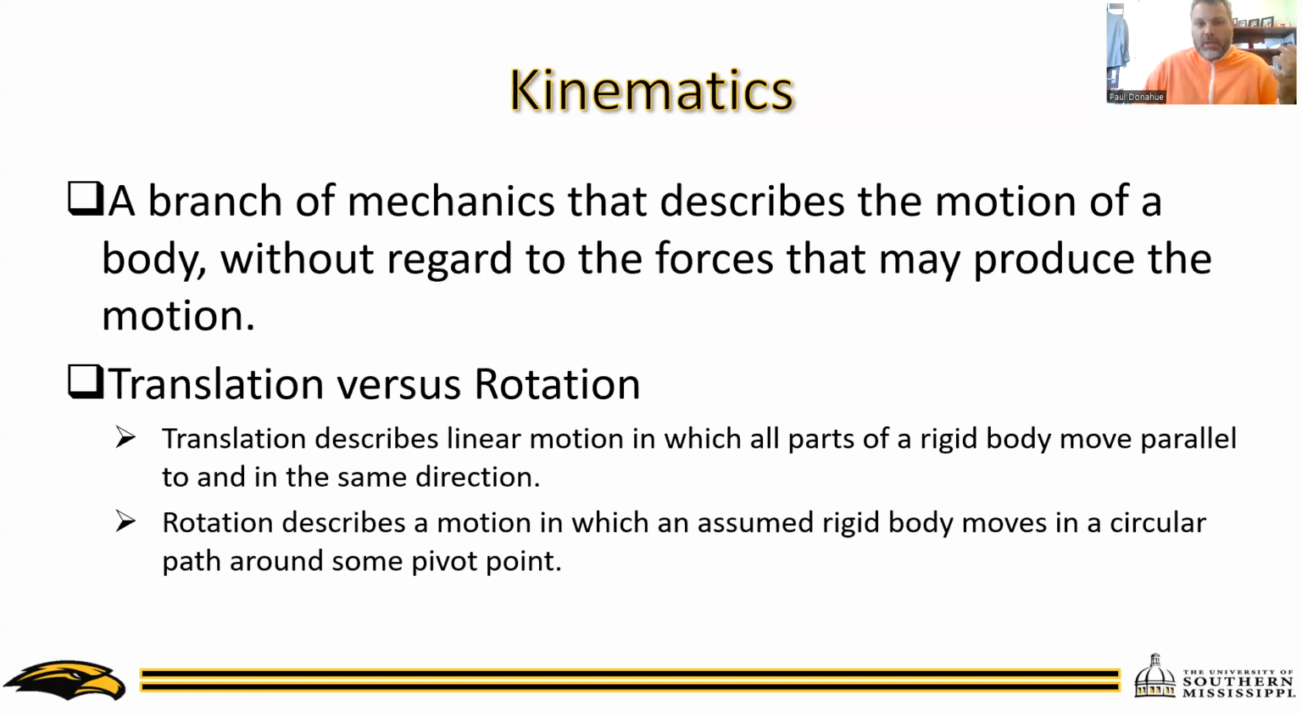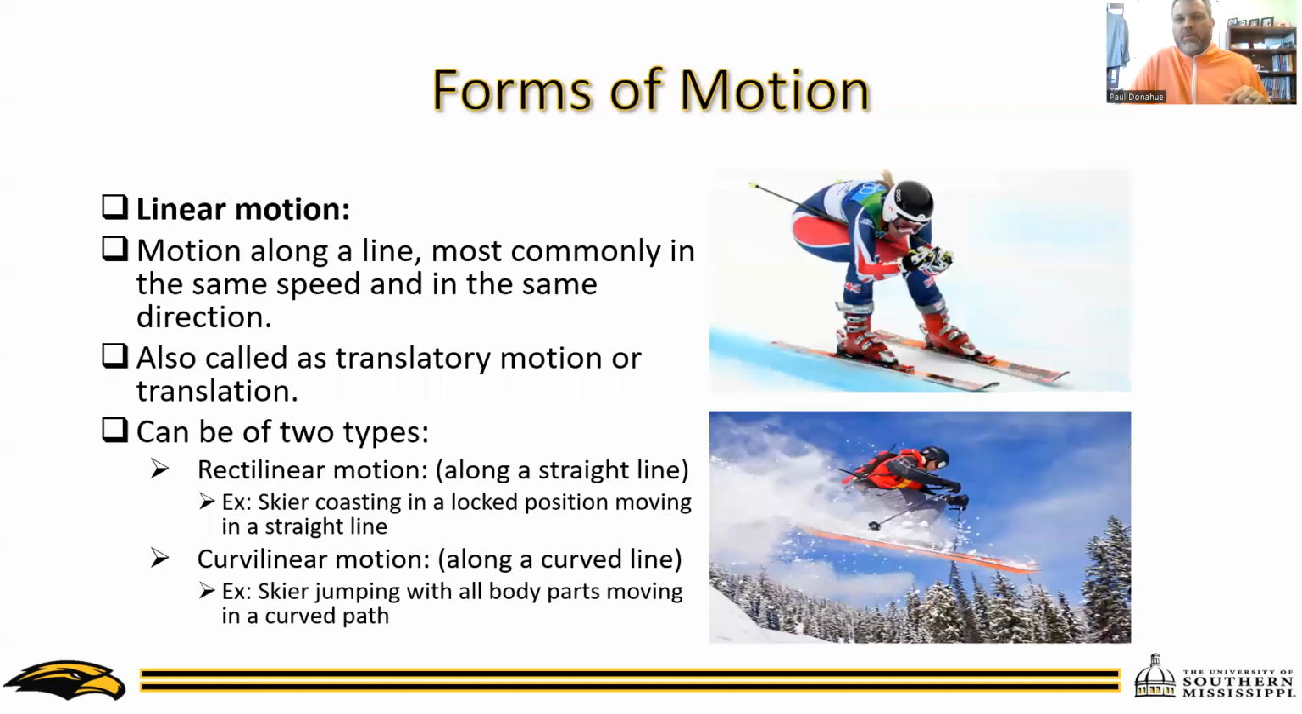We can do this either through translation, which is just ourselves moving, or we can have rotation. Translation is describing a linear motion, where all the points on an object are traveling at the same speed, the same velocity, in the same direction, where rotation is a circular path. When we talk about linear motion, we can have two forms of linear motion. We can have what we call rectilinear, and we can have curvilinear motion.